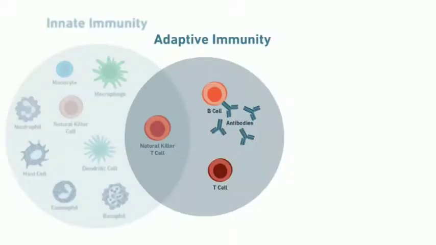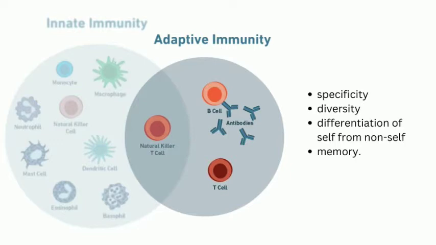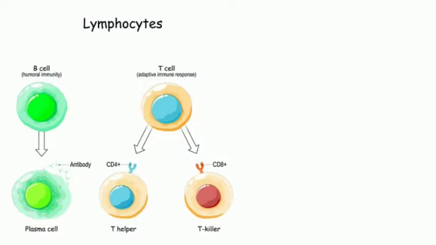Hi students. Adaptive immunity players display four unique properties: specificity, diversity, differentiation of self from non-self, and memory. Both B and T lymphocytes primarily shoulder the responsibility of adaptive immunity.